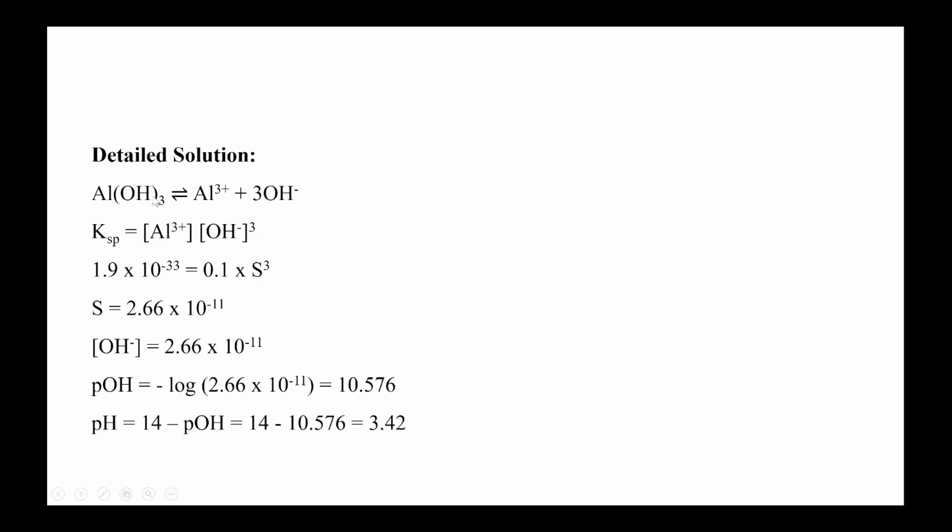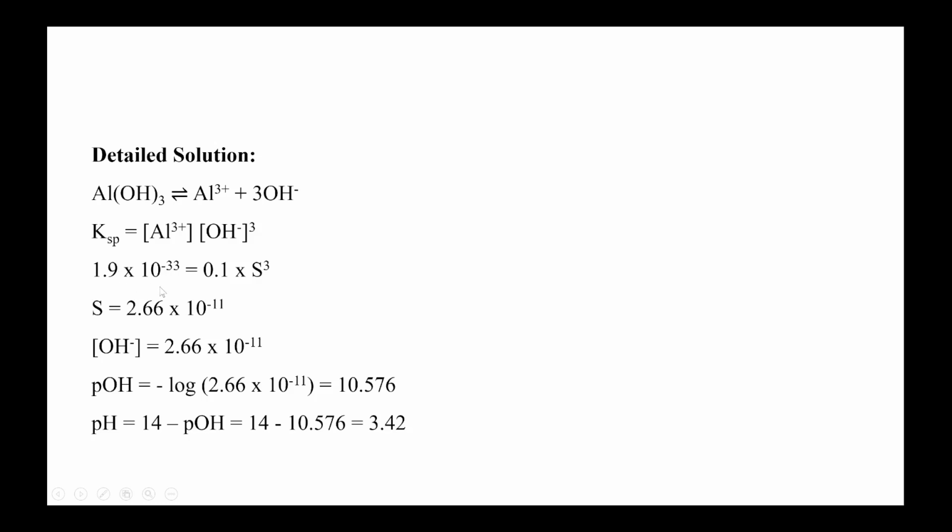So this is how we will solve this. We have solved one such question previously. So let's see how to solve this. We have aluminium hydroxide, Al(OH)3. So this will dissociate into Al3+ ions and 3 OH- ions. So for every Al3+ ion, there will be 3 OH- ions. So the solubility product can be written as the concentration of Al3+ multiplied by the concentration of OH- ions raised to the power of 3, because we have 3 as the stoichiometric coefficient.